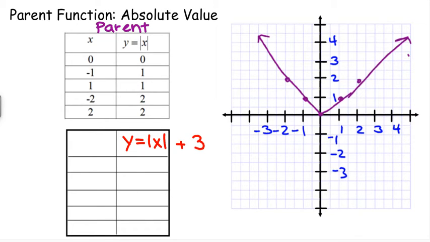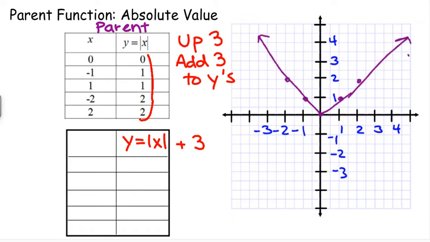Notice it's not inside the absolute value. It's at the end. It's outside. So that's telling us if it's a plus 3, it's moving up 3 units. So to be able to create our new set of ordered pairs, we have to add 3 to the y's. So all of these values here, we have to add 3 to them. So 0 plus 3 is 3. 1 plus 3 is 4. 1 plus 3 is 4. 2 plus 3 is 5. 2 plus 3 is 5.